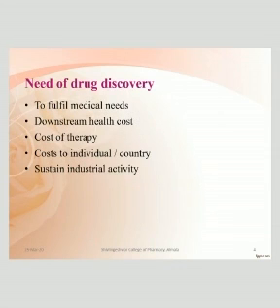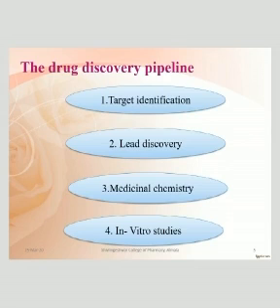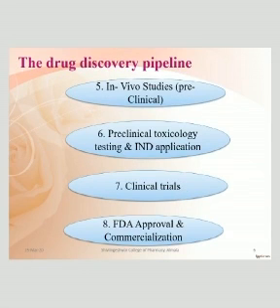Need of drug discovery: to fulfill medical needs, downstream health cost of therapy, cost of individual or country, sustain industrial activity. Next one is the drug discovery pipeline. Drug discovery pipeline involves around 8 steps. It's a multi-step interdisciplinary process which involves target identification, lead discovery, medicinal chemistry, in vitro studies, in vivo studies, preclinical toxicological testing, and IND applications, clinical trials, FDA approval, and commercialization.